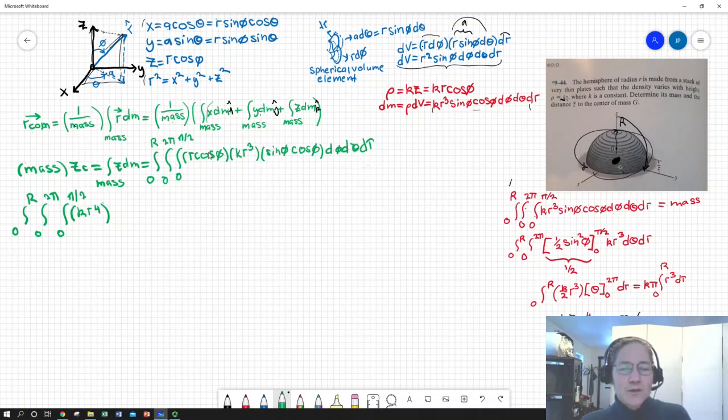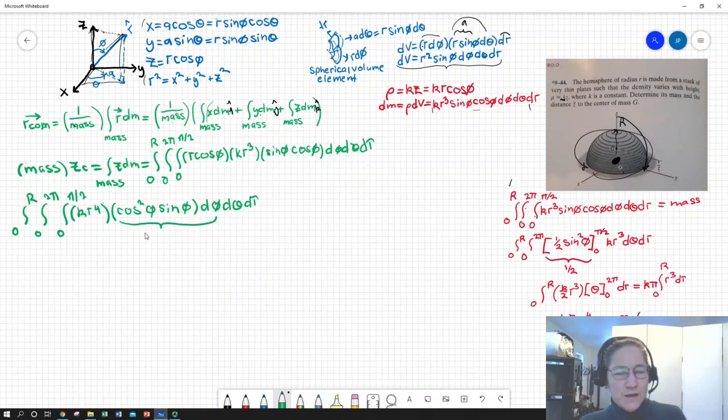So we've got a cosine phi, and a sine phi. So we have cosine squared phi sine phi, which is again looking like it hopefully will be pretty easy to integrate. Seeing a little chain rule in there. d phi, d theta, dr. Okay, so we're going to integrate from the inside out, and we're going to impose our limits of integration. So we're going to start by integrating with respect to phi.